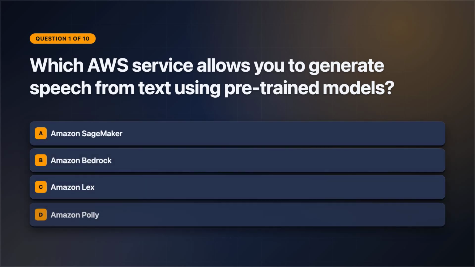All right, let's open question 1. Quick check. Which AWS service allows you to generate speech from text using pre-trained models? Select one answer. Review the answer choices on screen.